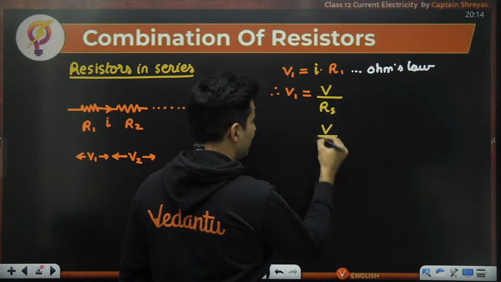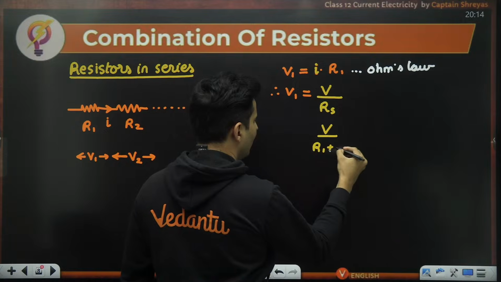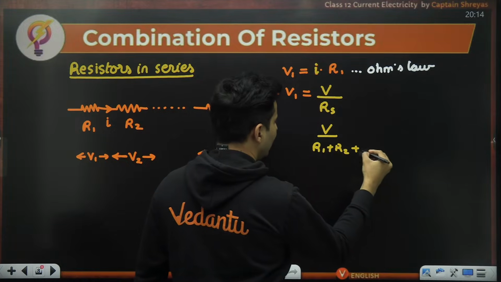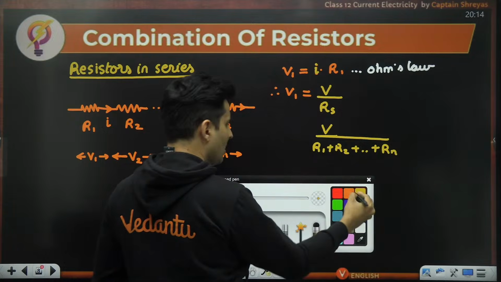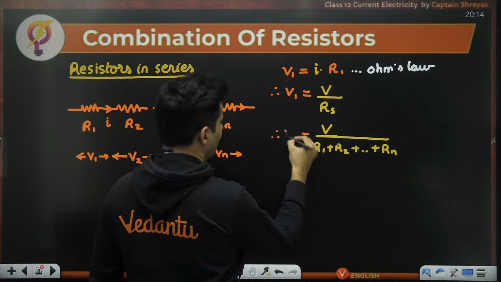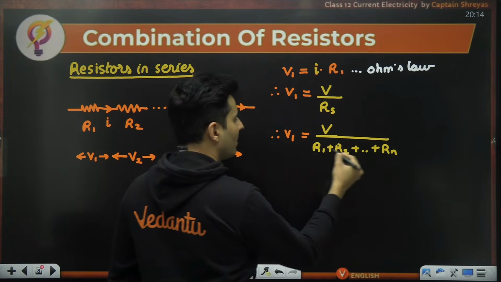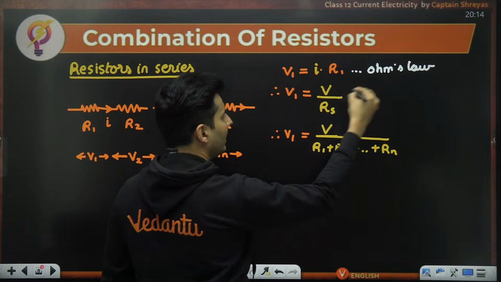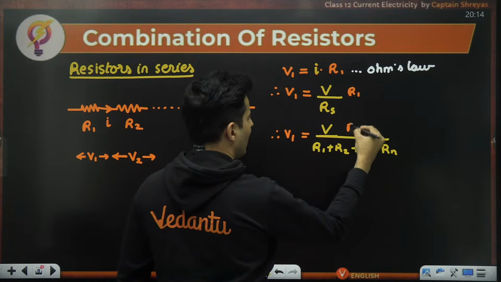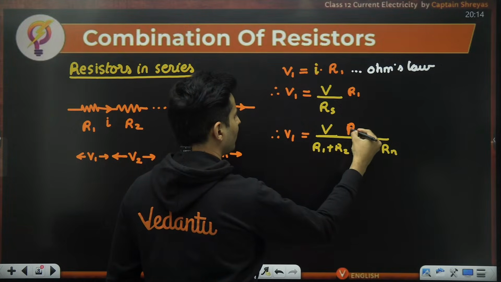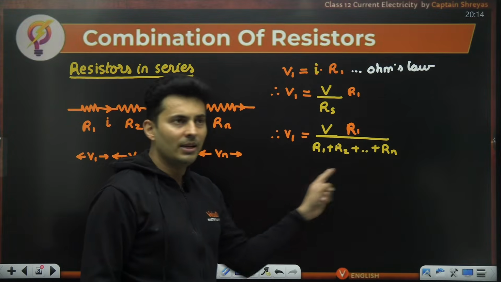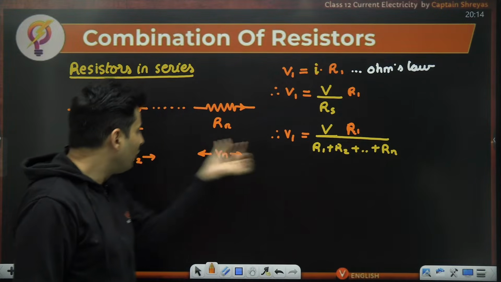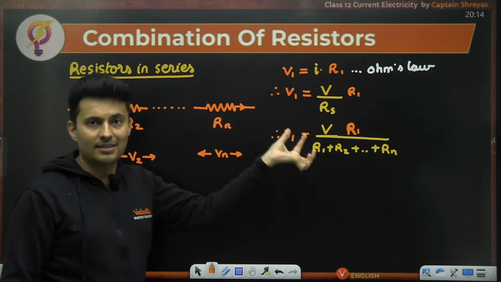The total resistance is nothing but R1 plus R2, like that, till Rn. That is the total resistance. So therefore, V1 will be V divided by R1 plus R2 plus R3, like that, multiplied by R1. This is a very important formula. So this formula can help me figure out the voltage across any resistor.